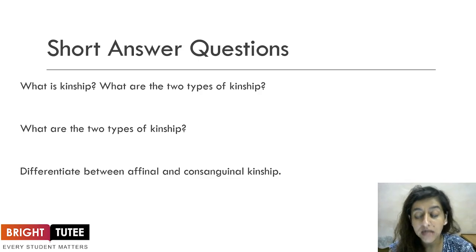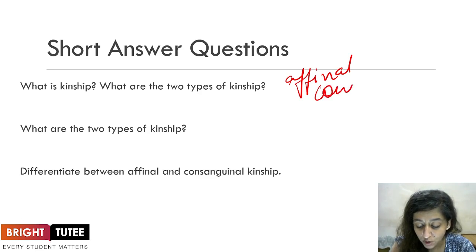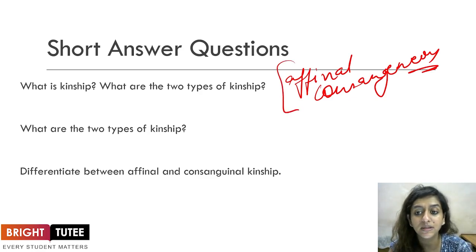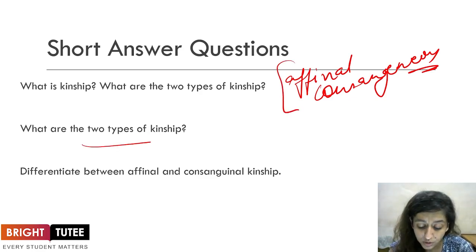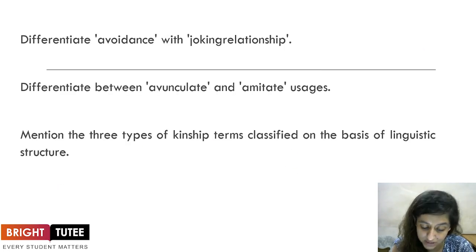Moving to the short answer questions, where they ask what is kinship. What is kinship is something that we have already discussed. What are the two types of kinship? The affinal kinship and the consanguineous kinship, which we have also discussed. Differentiate between two types of kinship, again something that we have discussed.